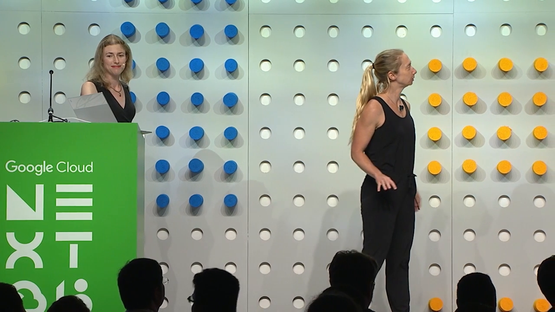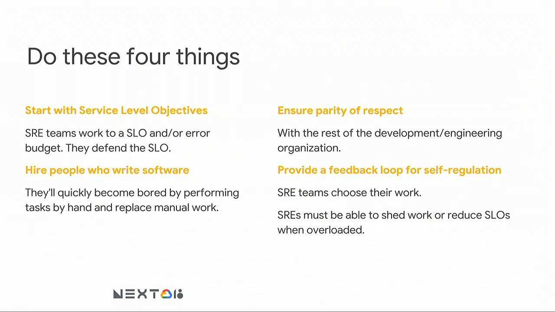Okay, so first, start with these four things. Start with service level objectives. SLOs are the combined agreement between the product, dev, and SRE teams. Without SLOs, you don't have error budgets. Having both of these helps prioritize the work. Two, hire system engineers who can write software. They're going to end up automating a lot of that manual work that was done traditionally by the ops team.